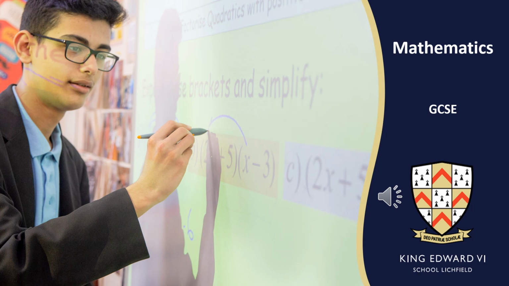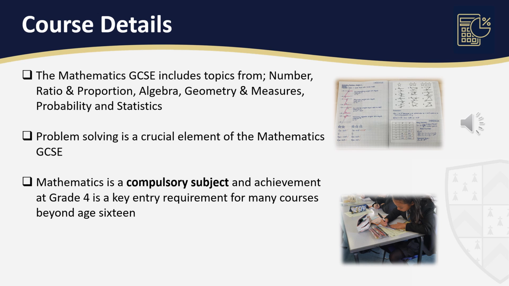I'm Mrs Naylor, Head of Mathematics, and I'm going to tell you a little bit about what GCSE Maths is like here at King Edward's. The Mathematics GCSE course includes topics from number, ratio and proportion, algebra, geometry and measures, probability and statistics. Problem solving is a crucial element of the Mathematics GCSE, and we try and incorporate problem solving questions into most GCSE Maths lessons. Mathematics is a compulsory subject, and achievement at grade 4 is a key requirement for entry onto many courses beyond the age 16 and many jobs.